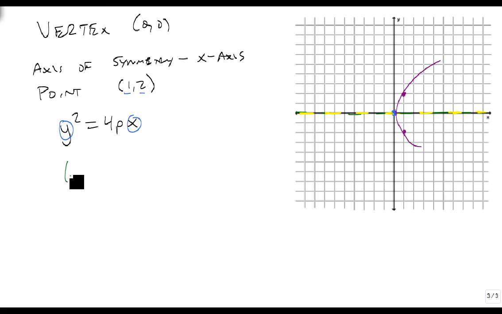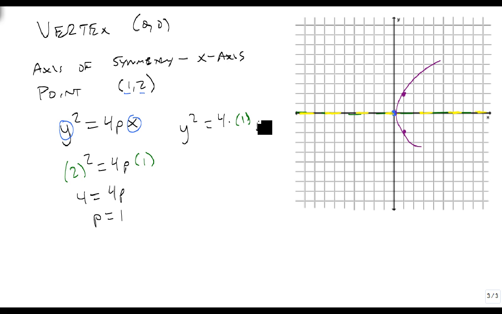So we're going to get 2 squared equals 4p times 1. Well, 2 squared is 4. 4 times 1 is 4, so 4 equals 4p, which means p is 1. So my equation, once I replug the 1 in, is 4 times 1 times x, which is just y squared equals 4x. So this is the equation of this parabola with an axis of symmetry about the x-axis and a point at (1, 2).